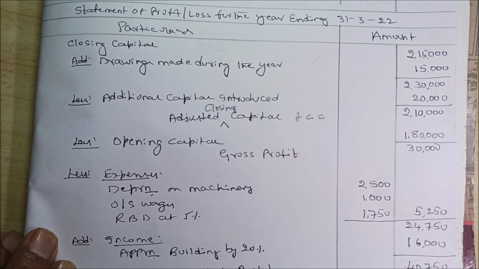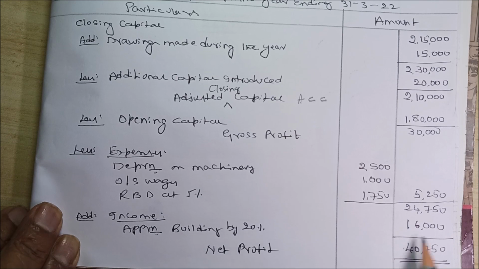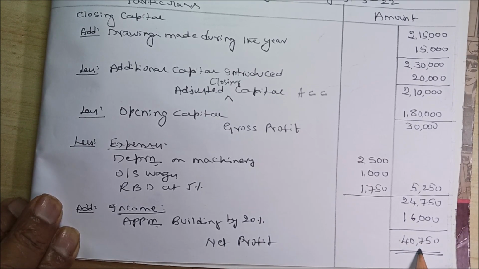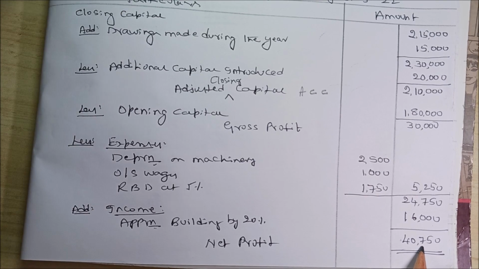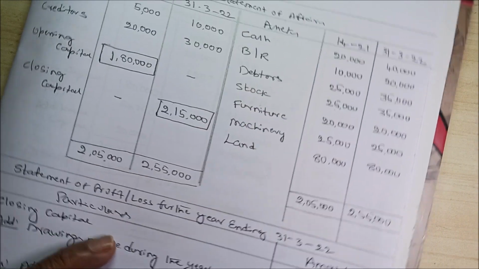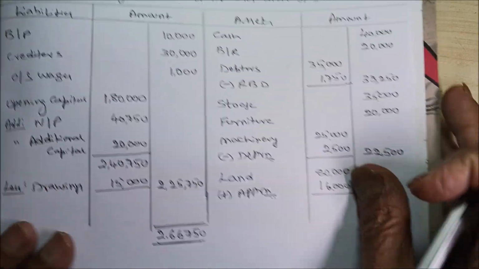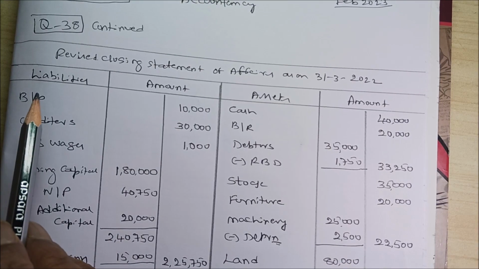Add income, appreciate building by 20%, 16,000. So, net profit, how much does it come to actually? 40,750. Now, you have to prepare revised statement of affairs.